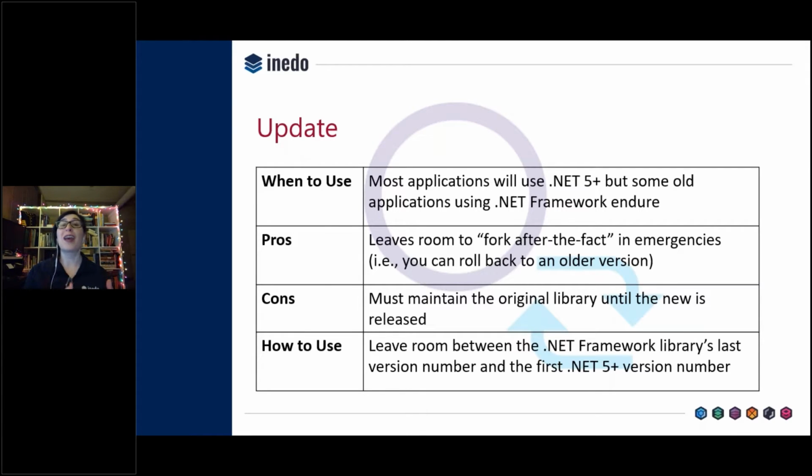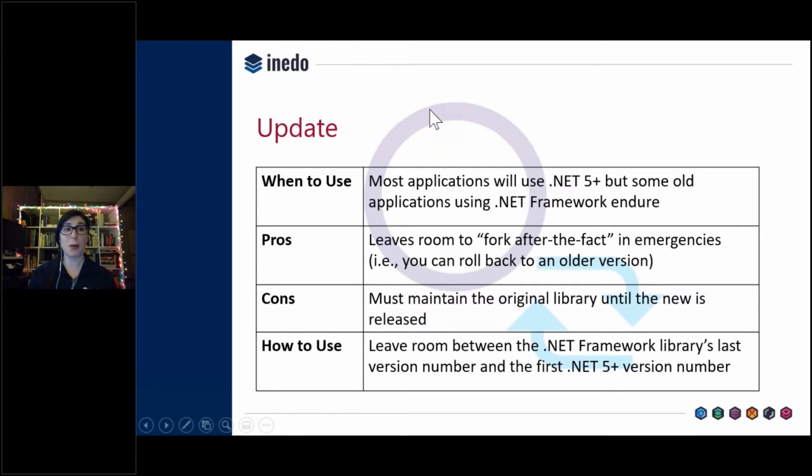You update your NuGet libraries to target .NET 5+, but you use a big version number jump to leave room for if you need to roll back and make updates to that older version. So using a big version bump, for example, from 2.6 to 5.0, communicates to consumers that there is a significant difference between those libraries. But perhaps more importantly, it gives you enough room to version between that original version and the updated one, so that in an emergency situation, you can essentially go back in time and create a new version of an old library, essentially forking after the fact.